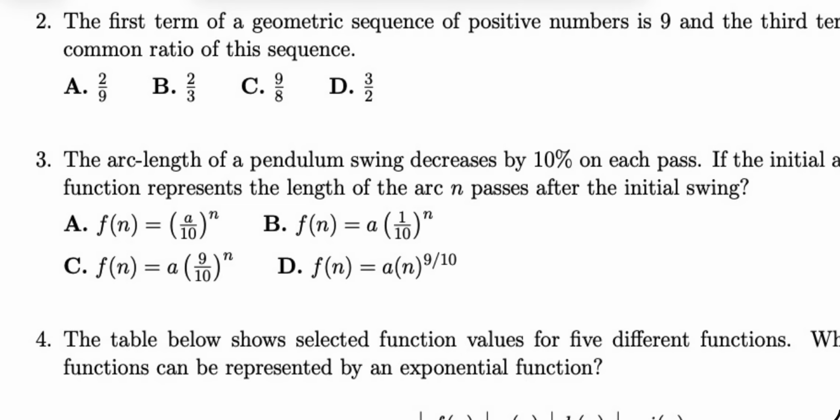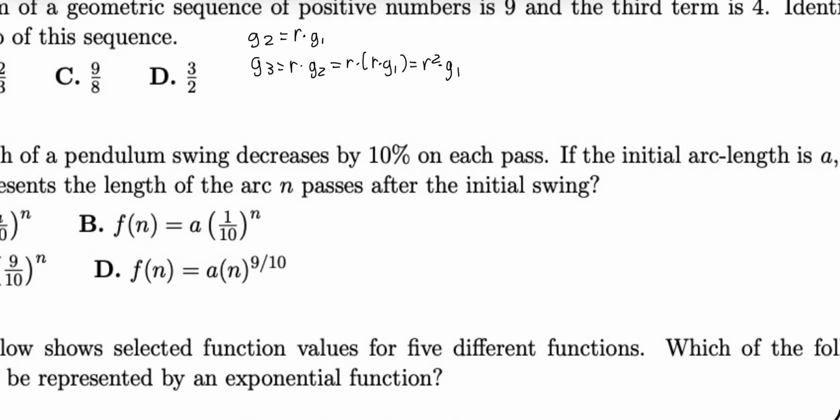In a geometric sequence, you have a common ratio R between consecutive terms, which means that G sub 2 is equal to R times G1. Then G sub 3 is equal to R times G sub 2, which is R times R times G sub 1, which is R squared times G sub 1. Now, if we call the first term G1, we have G sub 1 is equal to 9, and G sub 3 is equal to 4. That's going to be equal to R squared times G sub 1.